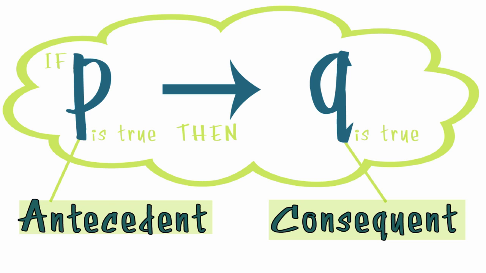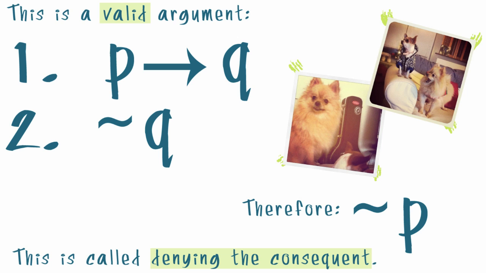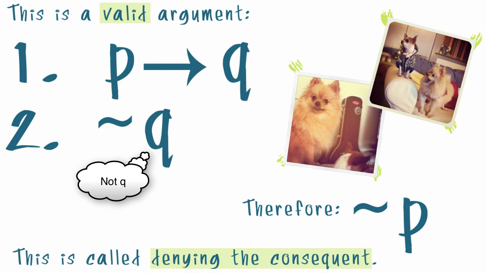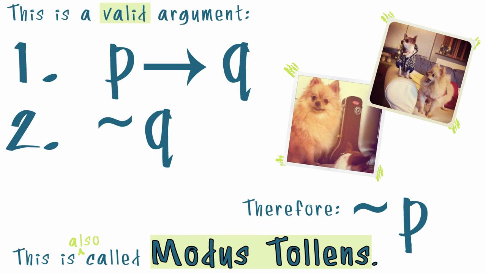Now, here are two vocabulary words for you, antecedent and consequent. The letter that comes before the arrow is the antecedent, in this case P, and the one that comes after the arrow is the consequent, in this case Q. So for that same argument we just saw, we could say it's a case of denying the consequent. If you look at step 2 there, we're saying not Q. We're denying the consequent. Look. Q, the consequent. Not Q. Didn't happen. We're denying it. So this is a case of denying the consequent. It's a valid argument, otherwise known as Modus Tollens.